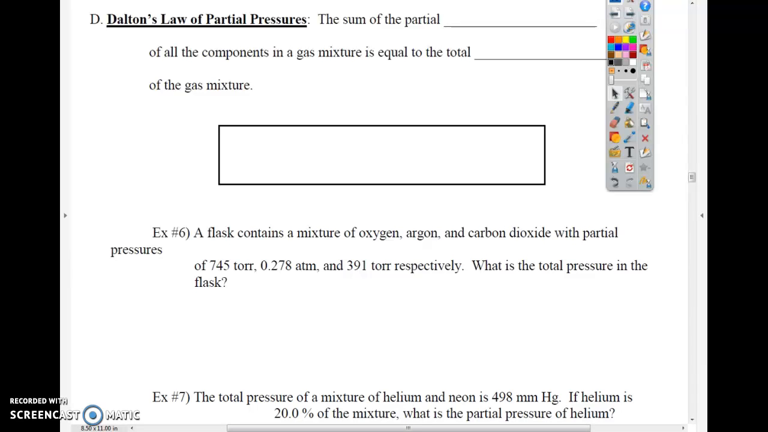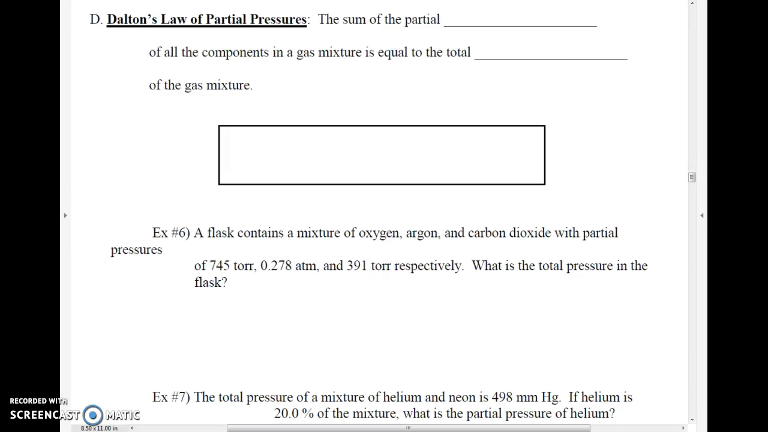In this video, I'm going to go over Dalton's law and the combined gas law. So this is page 14 in your packet. Dalton's law of partial pressures. And we can fill in this top here. It says the sum of the partial pressures of all the components in a gas mixture is equal to the total pressure of the gas mixture.